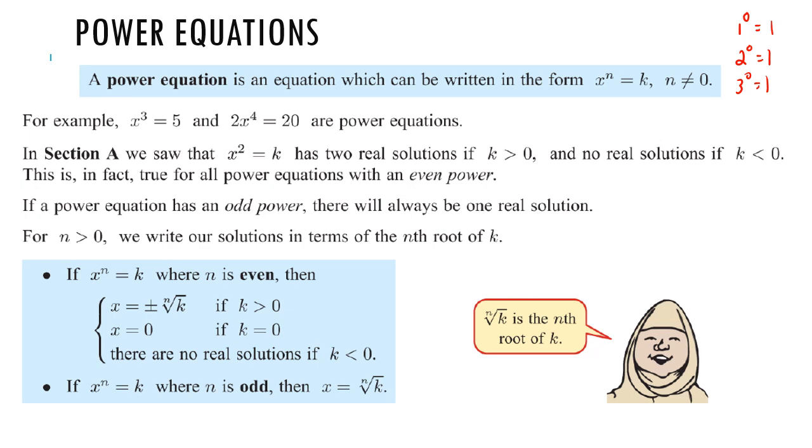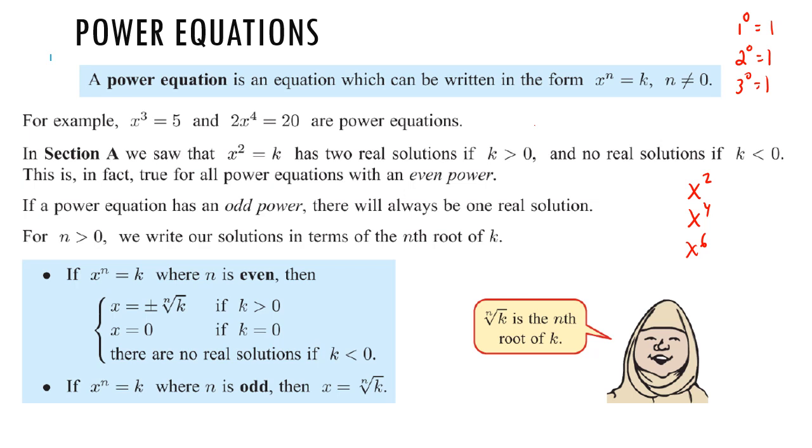In the first lesson we just did, we saw that x squared equals k has two real solutions if k is greater than 0, and no real solutions if k is less than 0. This is in fact true for all power equations with even powers. So if you had x squared or x to the fourth or x to the sixth, you're always going to have multiple solutions. You'll always tend to find ones that are positive and negative.